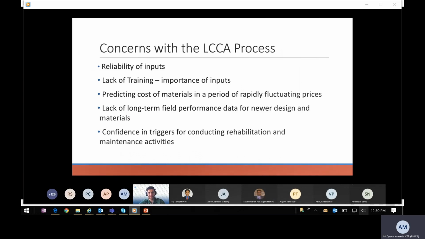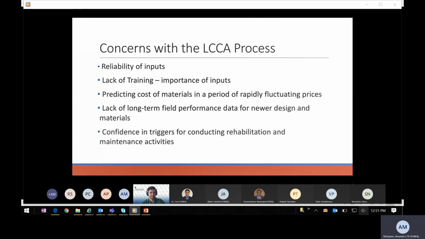All right. Now, I'd be remiss if I didn't mention concerns with the LCCA process. LCCA can be quite a challenging method, as all of you know, to properly complete. And there are many concerns in our PDP peer exchange that are consistent through all the other references in this study. Concerns include reliability of inputs, lack of training to recognize individual input importance, material prediction in a period of rapidly fluctuating prices, lack of long-term field performance data for newer designs and materials, and also confidence in triggers for conducting rehabilitation and maintenance activities.